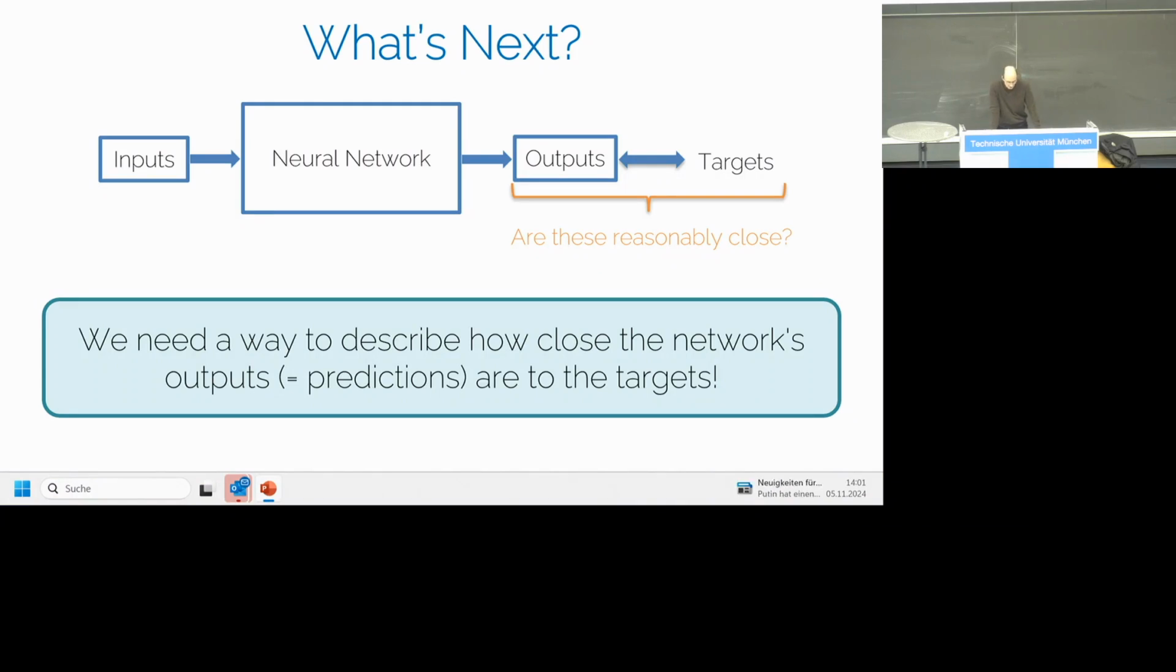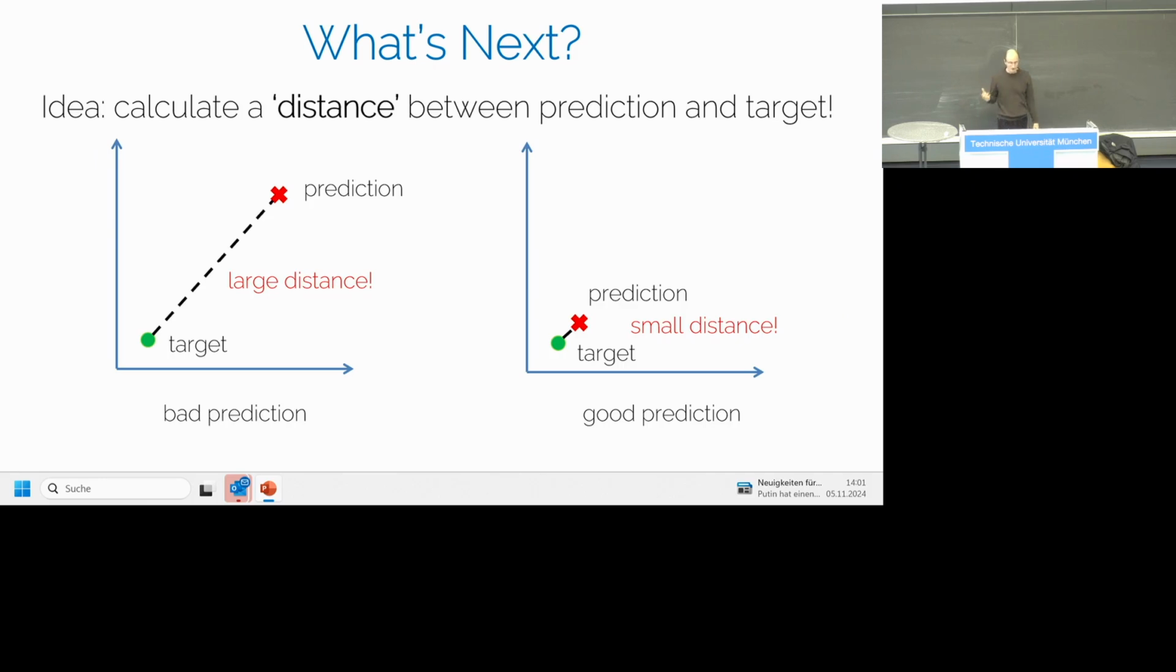So we have inputs, we have a network, the network spits out some prediction, some output, and then we have to see how far that is from the target. And we need a way to describe how close the network's output is with respect to the target. The idea is that this loss that we prescribe calculates a distance between the prediction of the network and the desired target. So clearly, if you're far away from the target, then you have a large distance. If you're near the target, then you have a small distance.